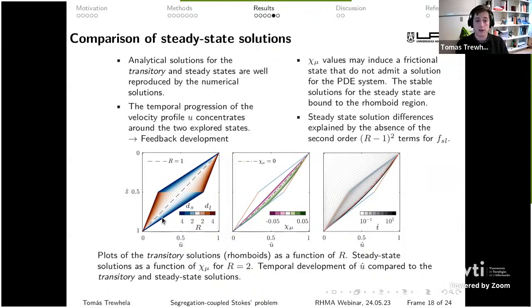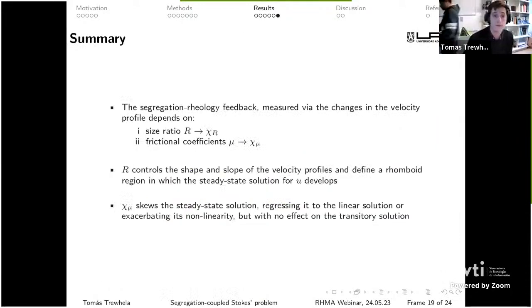Imagine that here is where the small particles are at the bottom and large particles are at the top. So this area here, this rhomboid, is the region, or the interval, where the feedback happens. And then the nonlinear solution will be bounded to this rhomboid and will happen in the midst, of course, set by the value of this frictional ratio. So it's a well-determined problem by friction and size ratio.